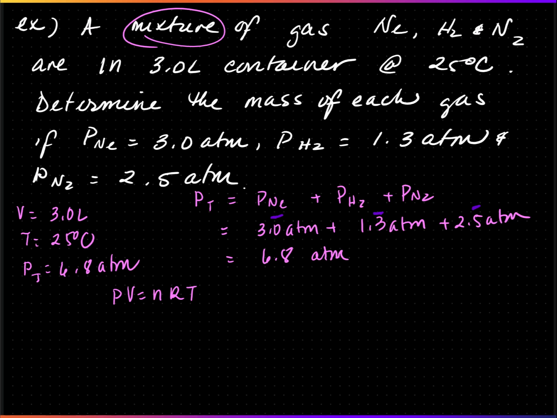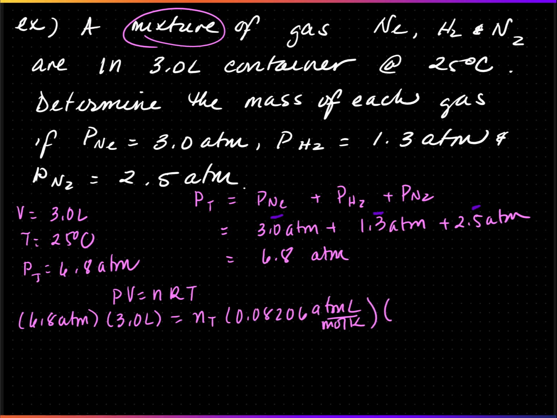So plugging into PV equals nRT, 6.8 atm does not need to be converted because it's already in atm. Volume is already in liters, so it does not need to be converted. This is equal to n total because we're using the total pressure, times the gas constant, times the temperature, which needs to be converted to kelvins by adding 273. So n total equals 0.8342 moles.